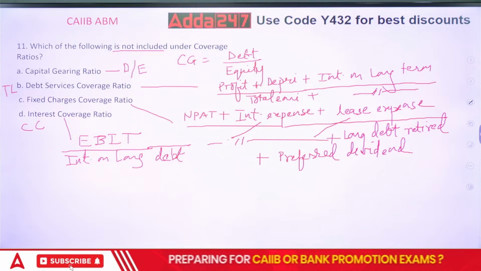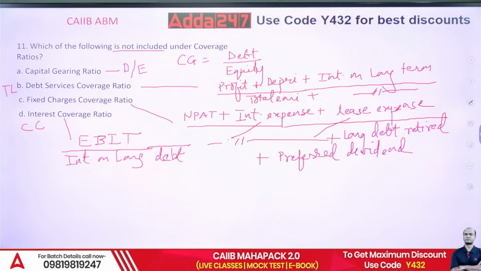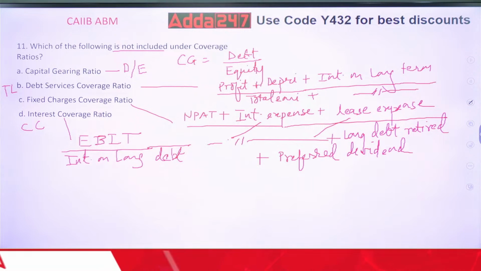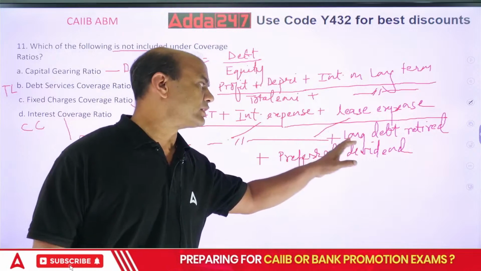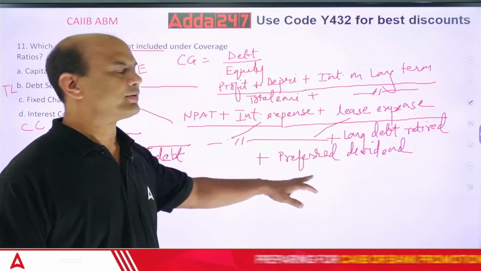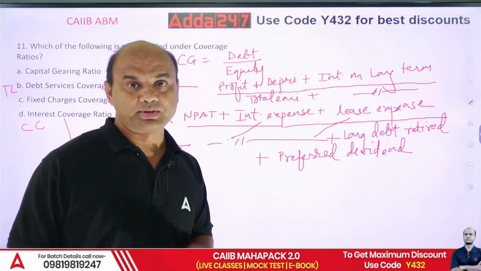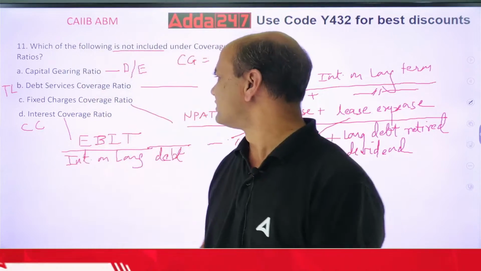Okay, write down the formula given over there. NPAT plus interest expense plus lease expense upon these two are again added: interest plus lease expense plus long-term debt retired plus preferred dividend. Write down this formula. And the last one, interest coverage ratio.